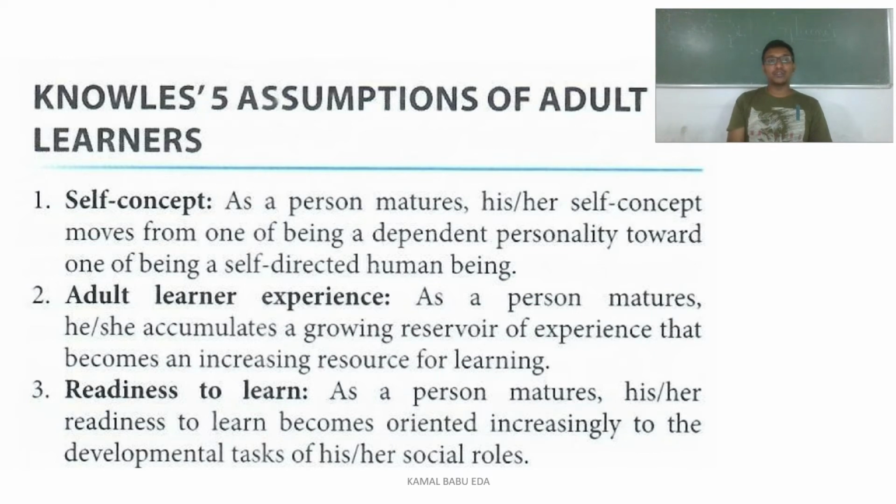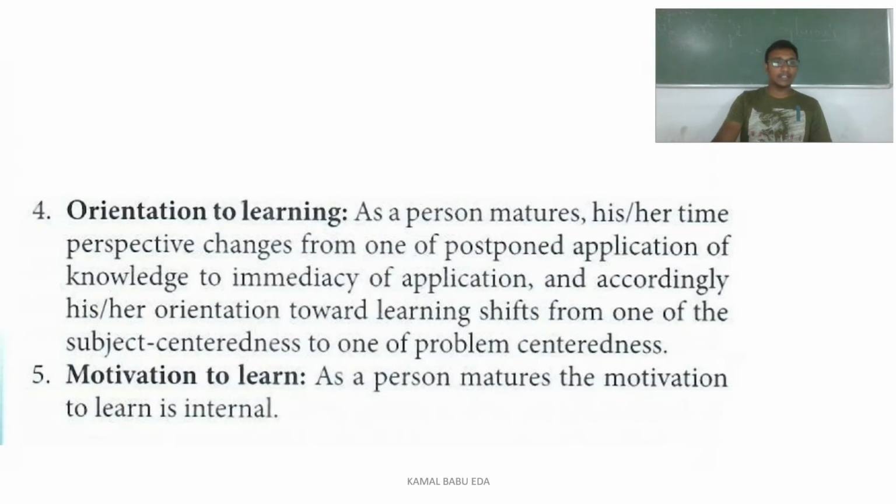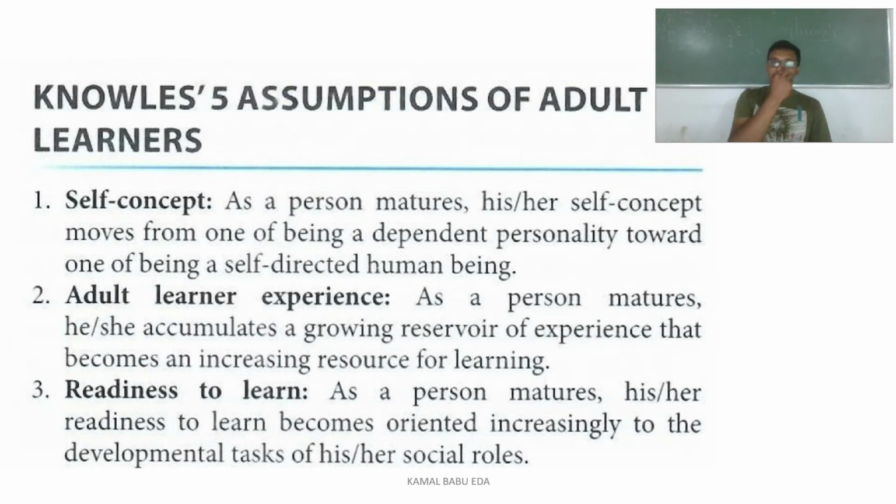So if you see Knowles, he has five assumptions of adult learners. The first one is self concept, second is adult learner experience, third is readiness to learn, fourth is orientation to learning, and fifth is motivation to learn. So we'll see what self concept is. As a person is maturing, he or she will have some kind of self concept.